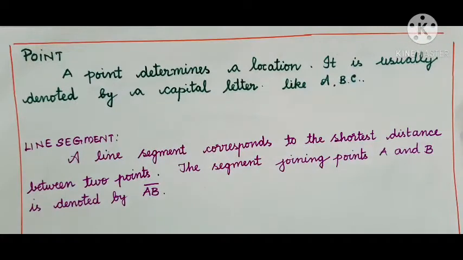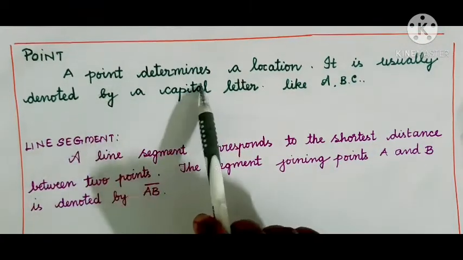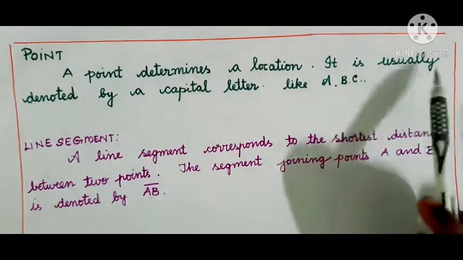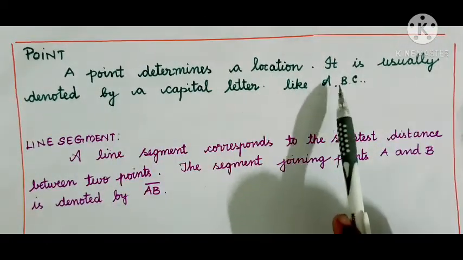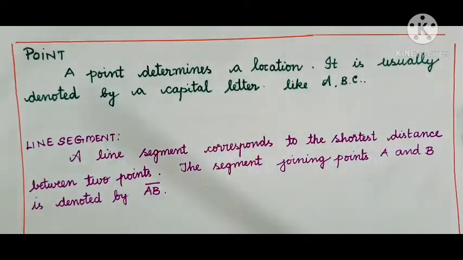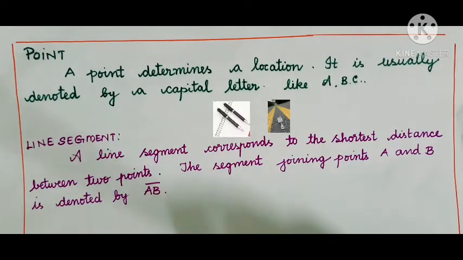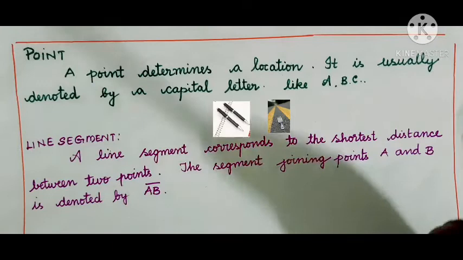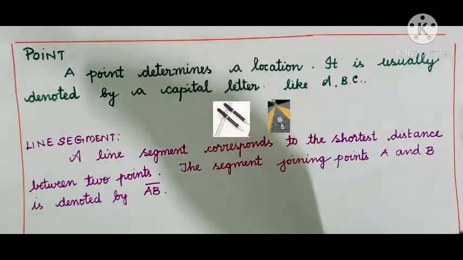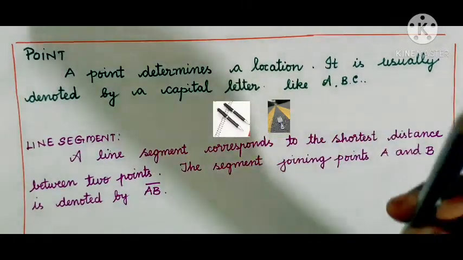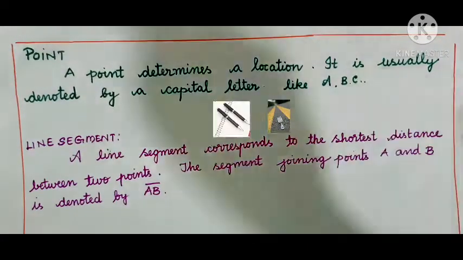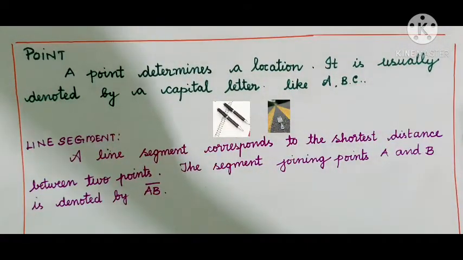First concept is point. A point determines a location. It is usually denoted by a capital letter like A, B, C. See, I have a pencil. See the tip. The sharper the tip, the thinner will be the dot. So you see the tip of this pencil, and the tip of this sketch pen. It differs in the thickness, isn't it?